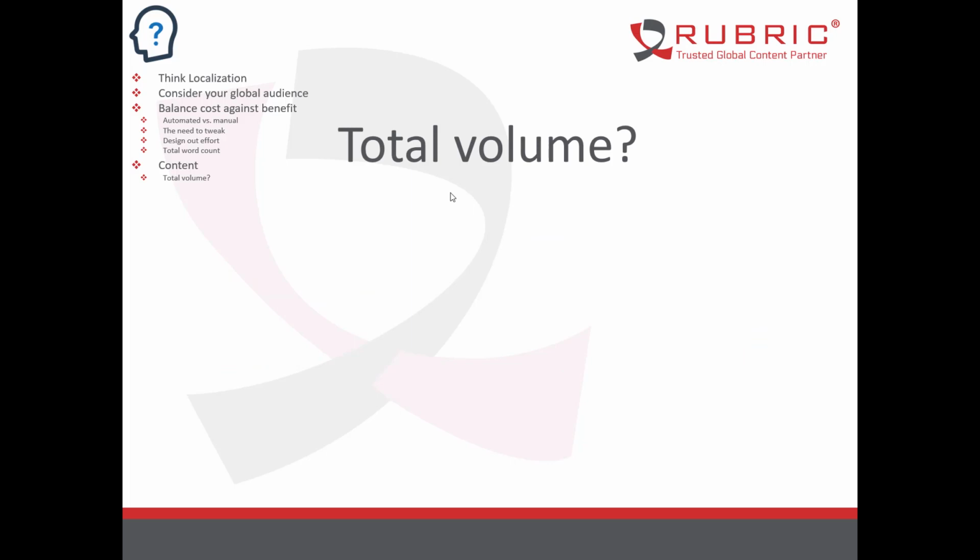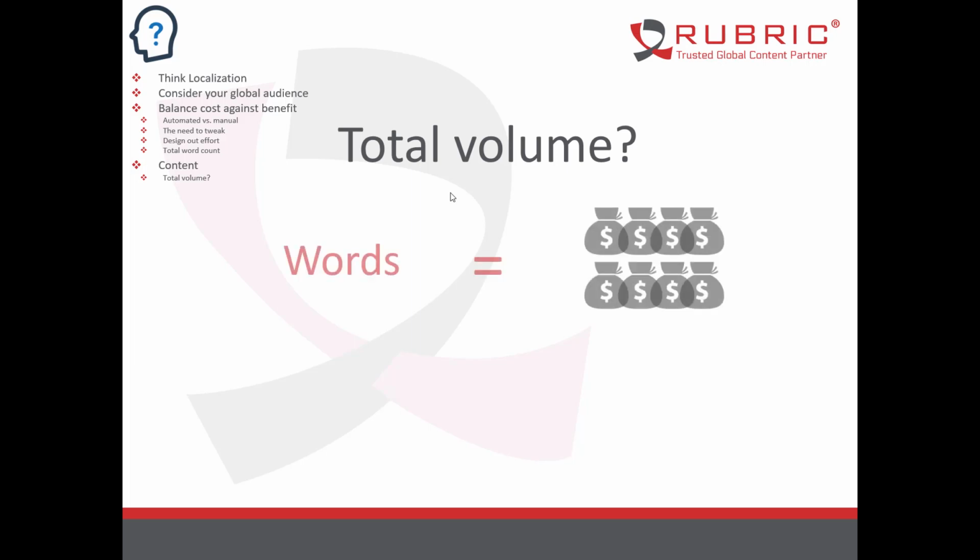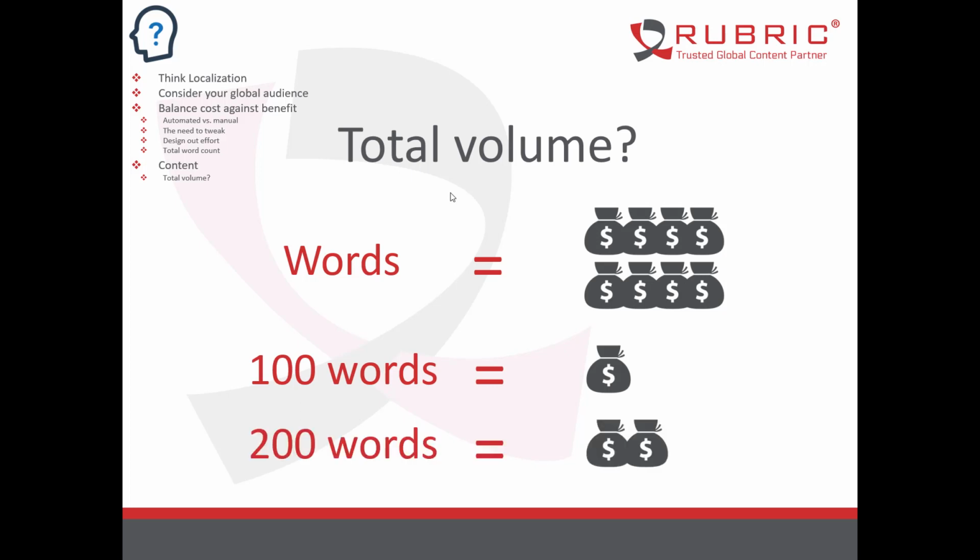Essentially, when it comes to localization, words cost money. So the volume can have a significant impact on cost and scalability. Are there opportunities to reduce the total word count? As a simplistic example, if we were to say in 100 words what we had previously said in 200, that could halve the translation cost because the word count has been halved.